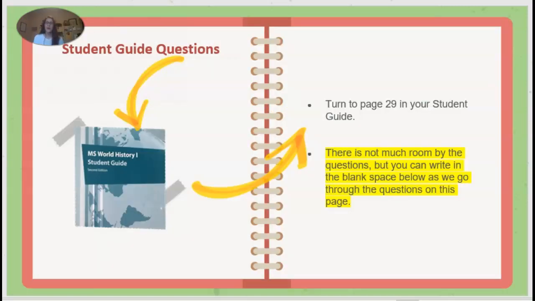We're going to use your student guide as we always do. Go ahead and open your student guide and turn to page 29. I'm not sure why the student guide does this, but the actual questions for this are on page 29, which go back to the previous lesson. There's not a lot of room at the bottom of the page, but you can write in there, or you can get a piece of notebook paper, write them on there, and staple it to this page so they're all in there. So you should have that out and ready.